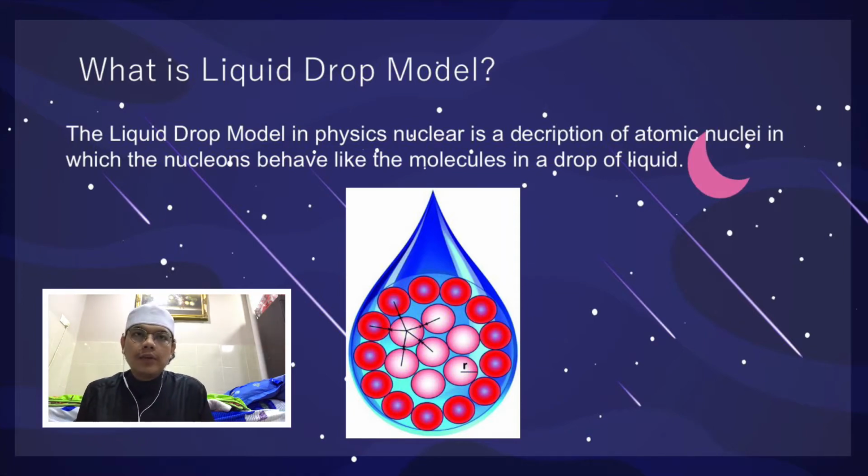So, the liquid drop model in nuclear physics is a description of atomic nuclei in which the nucleons behave like the molecules in a drop of liquid. So, kalau anda semua tengok pada gambar yang telah saya lampirkan, ini adalah image ataupun cara bagaimana kita memahami ayat tersebut. Okey, so kita dah faham apa itu liquid drop model. Kita ke slide seterusnya.